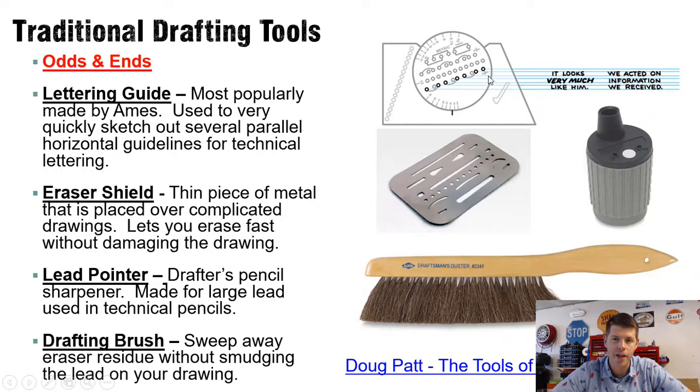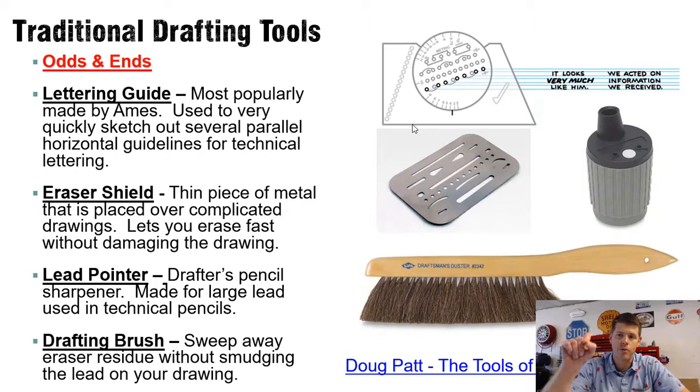This is called a lettering guide, and most people call it the Ames lettering guide because they were the most commonly known ones. The way it works is you take this lettering guide and put it against a straight surface, like maybe against your triangle. An Ames lettering guide is probably about the size of a credit card, and it has these little holes in it, and you would take your pencil and put it in these holes.